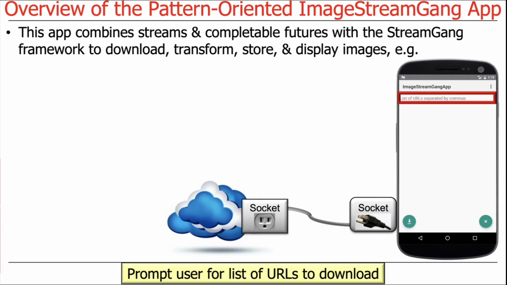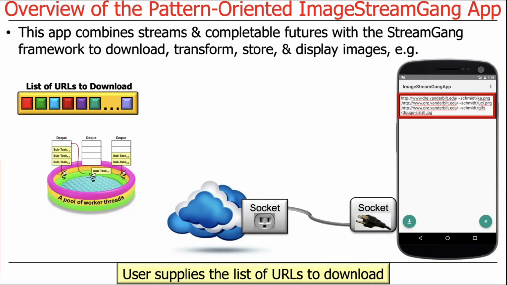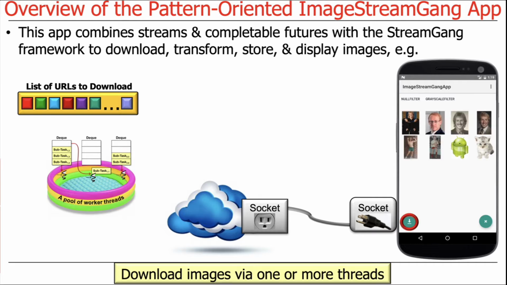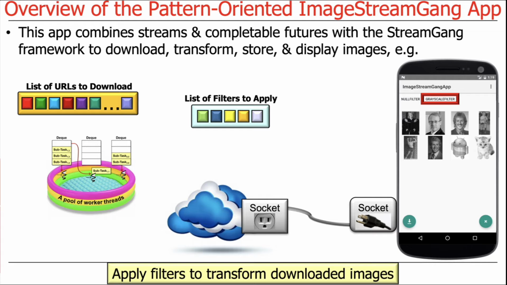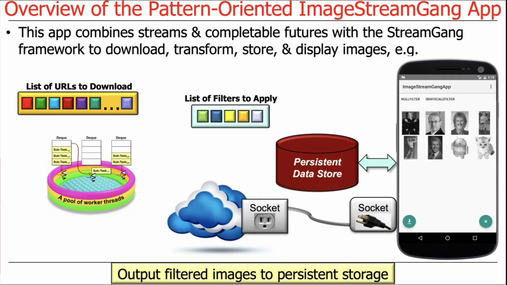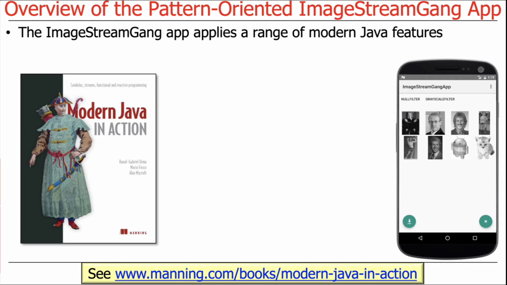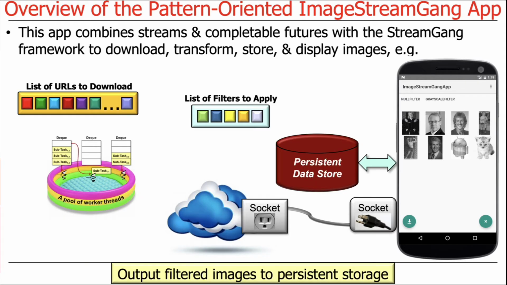So in this case, the user is prompted for a list of URLs that you want to download, and then the user provides that list, and then we click the download button. This should look very familiar because it's kind of like your web crawler example, and it goes out and downloads those images, and then it applies a bunch of image filters to transform the images that have been downloaded. Like in this case, we have simple filters like a null filter and a grayscale filter and so on. And those results are then stored in persistent storage on the local computing device. And then the results are displayed so you can see what they look like.